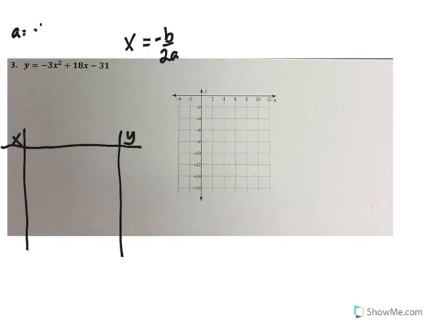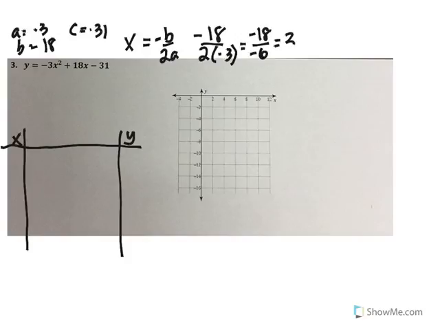a equals -3, b equals 18, c equals -31. Negative b, -18, over 2 times a. a is -3. -18 over -6 is what? -18 over -6. 3.